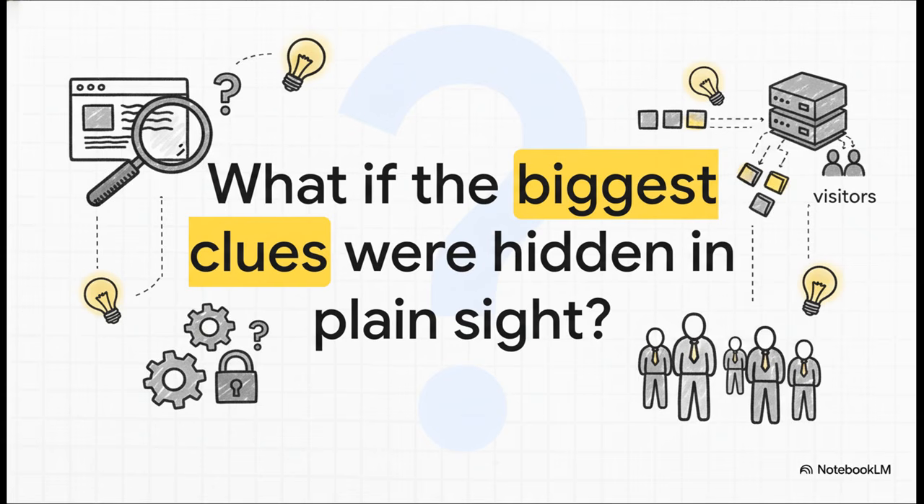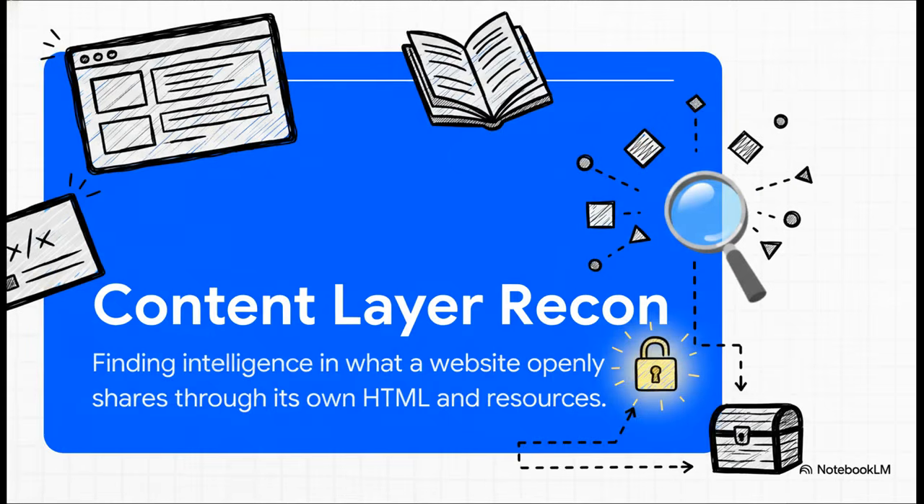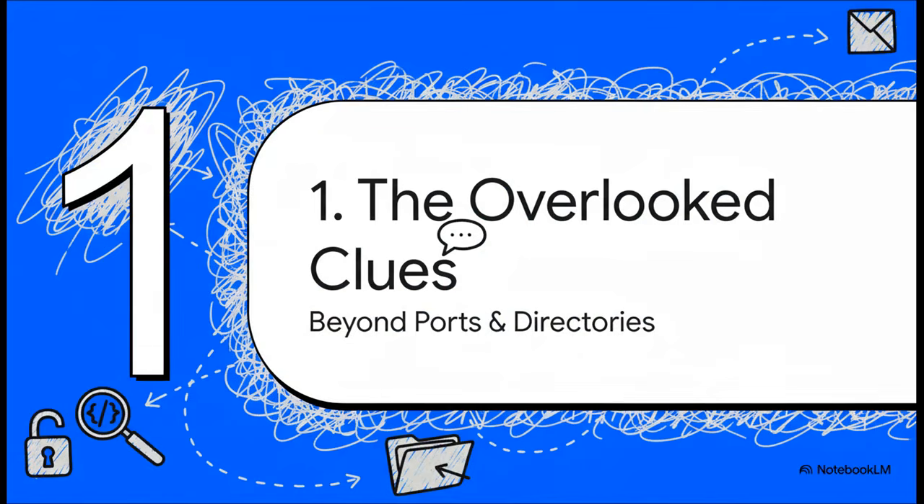What if that one critical piece of information, the thing that cracks open a whole assessment, isn't buried in some obscure config file, but it's actually being served right up to every single person who visits the site? And that is what we call content layer recon. It's all about finding the intelligence in what a website is already showing the world. It's in the HTML, the comments, the JavaScript files. This is the big blind spot where some of the juiciest clues are just sitting there, waiting. So let's dive into those clues.